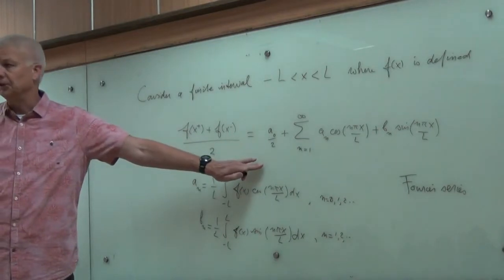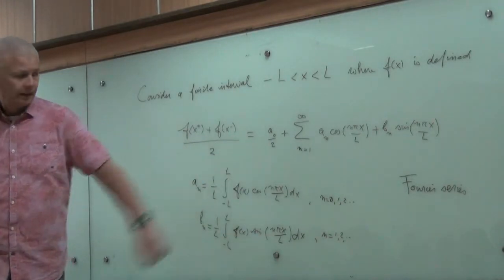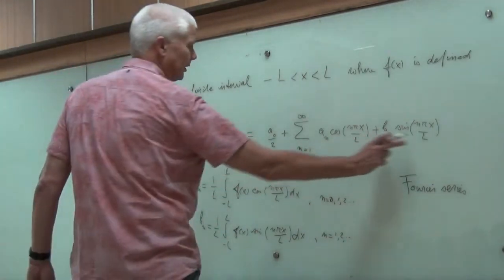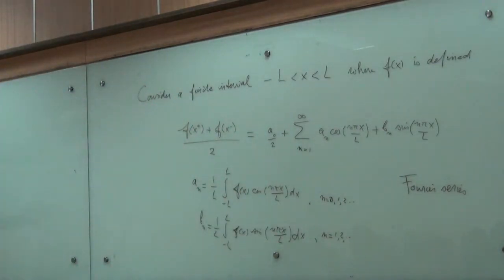What I would like to do is I would like to rewrite this Fourier series in a complex notation. Yeah, what you do is you replace the cosines and the sines by the formulas that you already know.